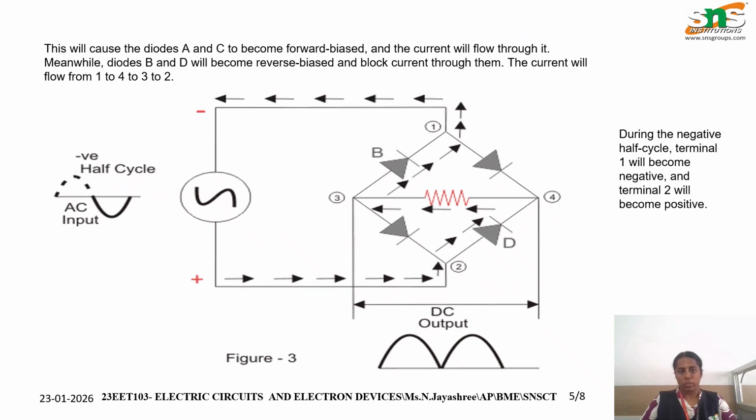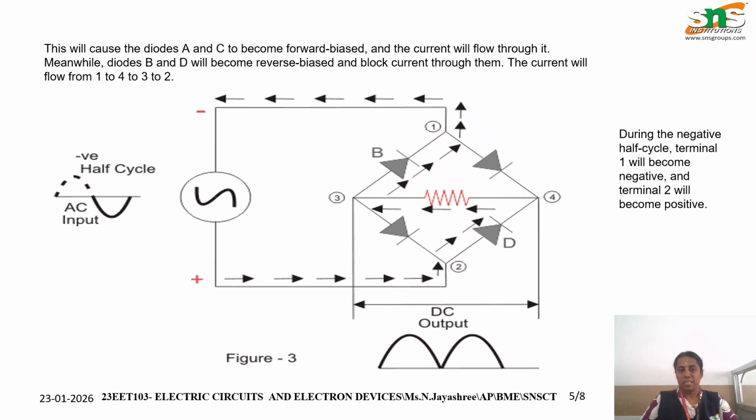Next, this will cause diodes A and C to become forward biased and the current will flow through them. Meanwhile, diodes B and D will become reverse biased. If A and C conduct, B and D will be reverse biased. If B and D conduct, A and C will be reverse biased. Whenever a diode is reverse biased, it does not conduct. That is what the bridge rectifier represents.